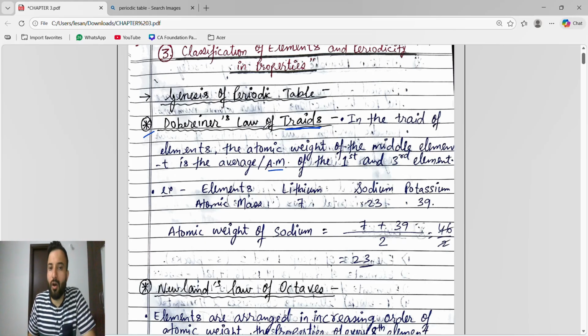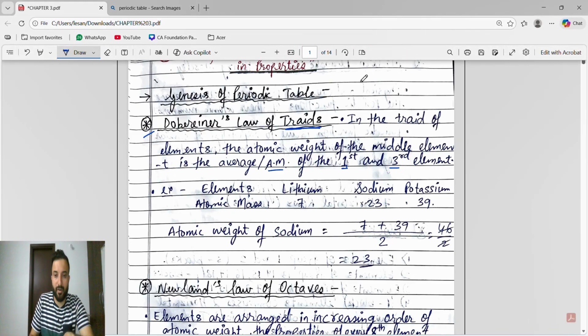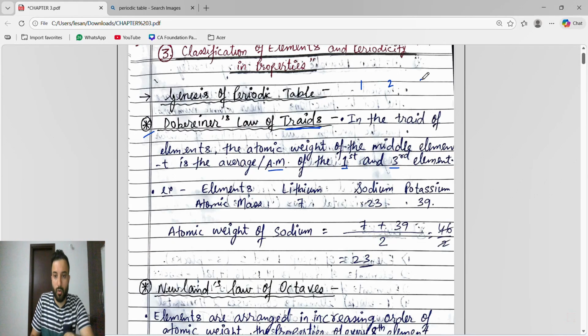Okay, so Dobereiner's law of triads, what does it say? In the triad of elements, the atomic weight of the middle element is the average, or arithmetic mean, of the atomic weights of the first and third elements. So what Dobereiner's law of triads said is that we have to take 3 elements, 1, 2, 3. And atomic weight or atomic mass, both are the same.